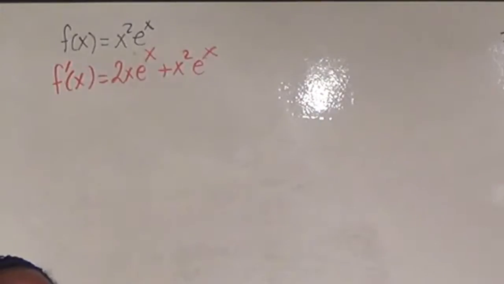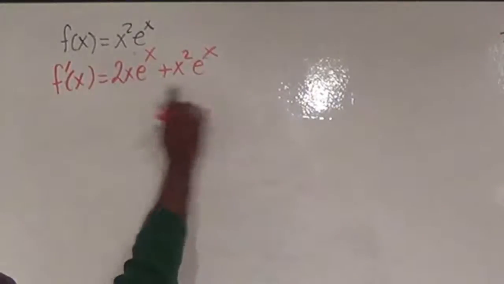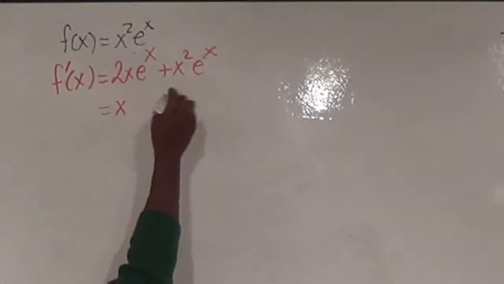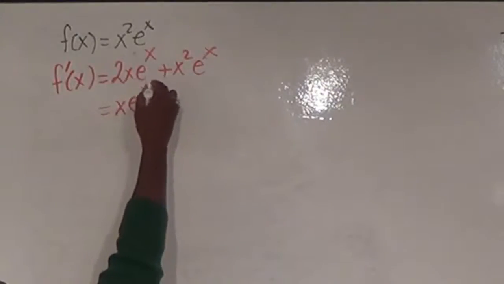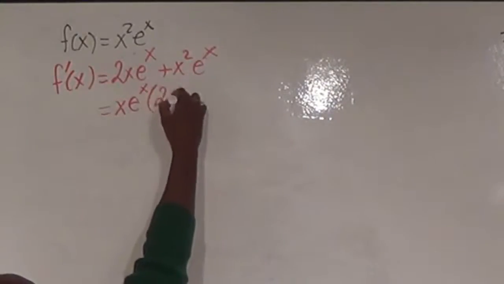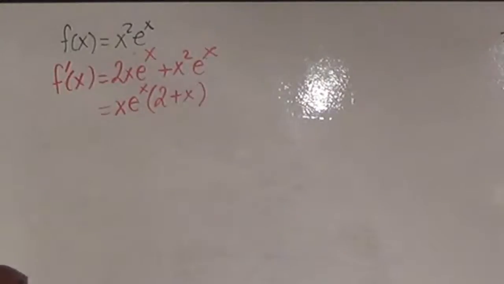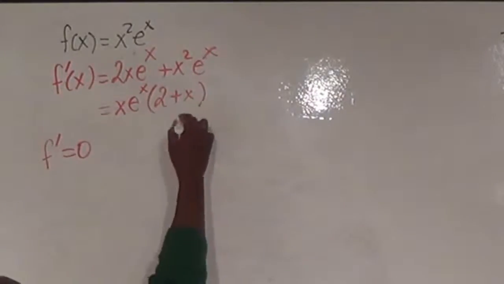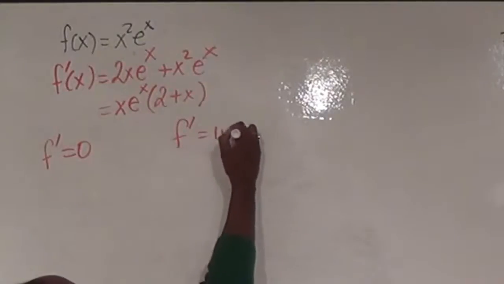So we're going to set it equal to 0 and set it equal to being undefined. In order to do that, I would say to clean this up first. So here we can pull an x out front, we can pull an e to the x out front, and what's left is a 2 plus x. This just gives us a nice factored form for trying to solve the equations. Okay. So now we'll look at when f prime is 0 and when f prime is undefined.